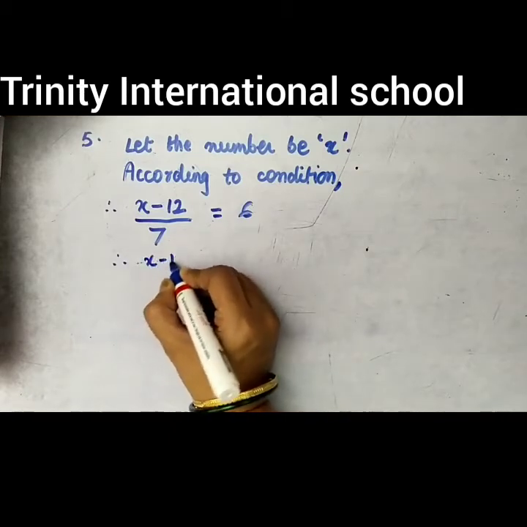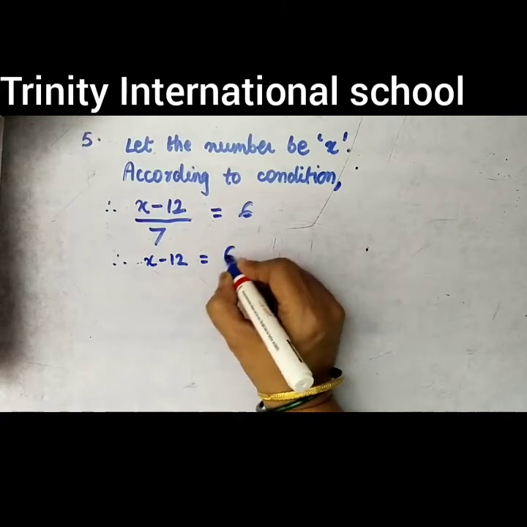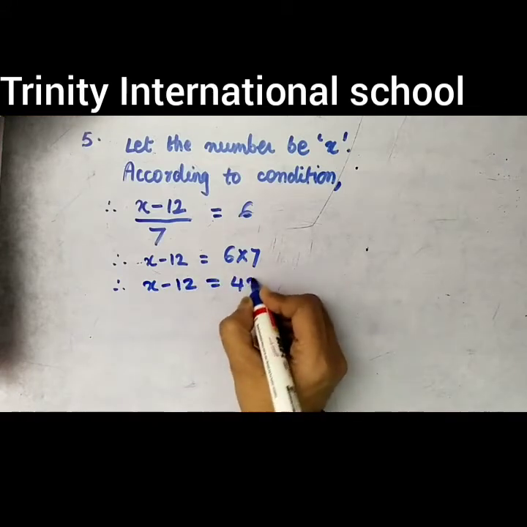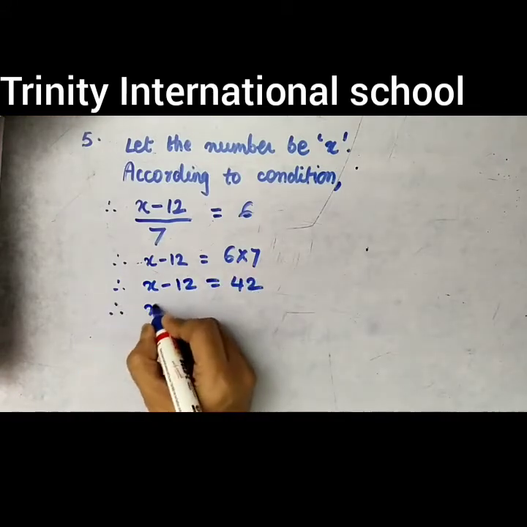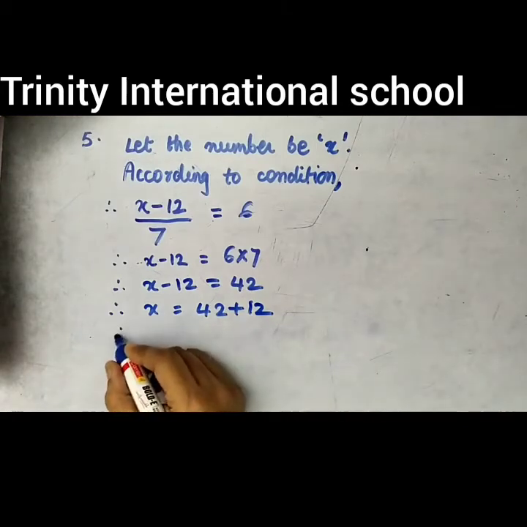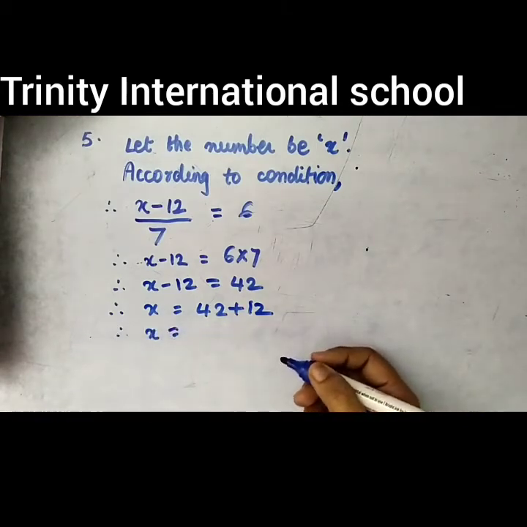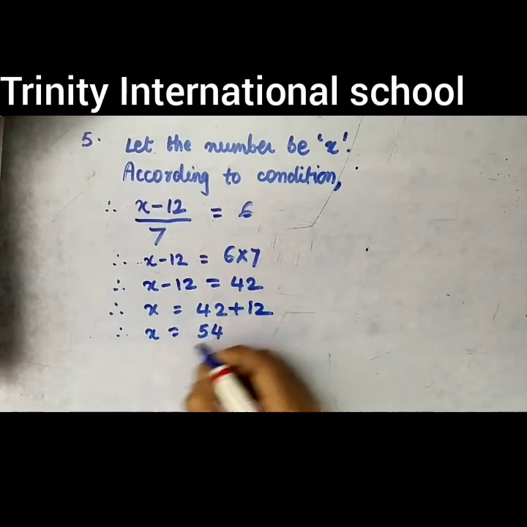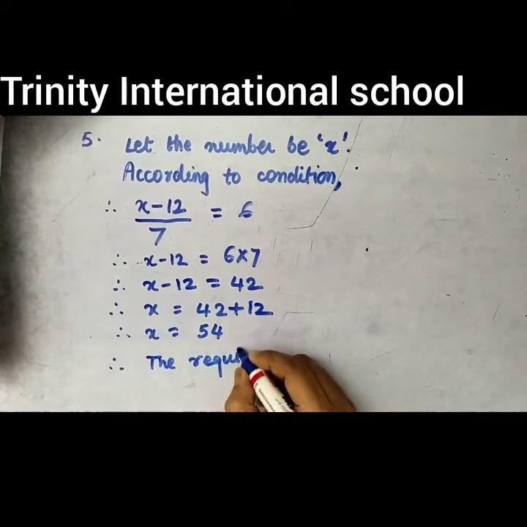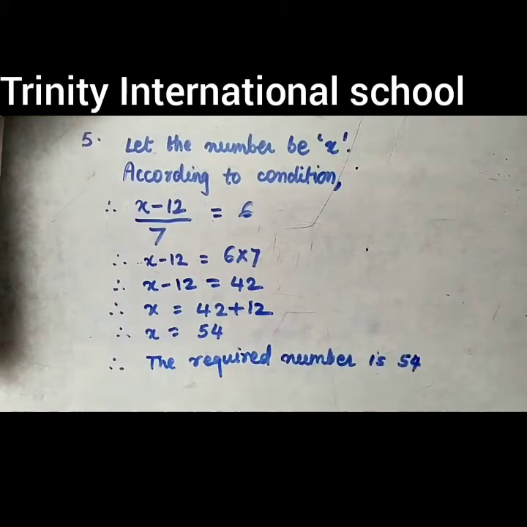So let us solve this. You can see this can be cross multiplied. As 6 sevens is 42, you can go for transposition of 12. So here you are getting x is equal to 42 plus 12, which gives you 54. Therefore the required number is 54. So this is how you are going to solve this question. The question looks very big, but see, it is very easy. This is how you have to solve question number 5.